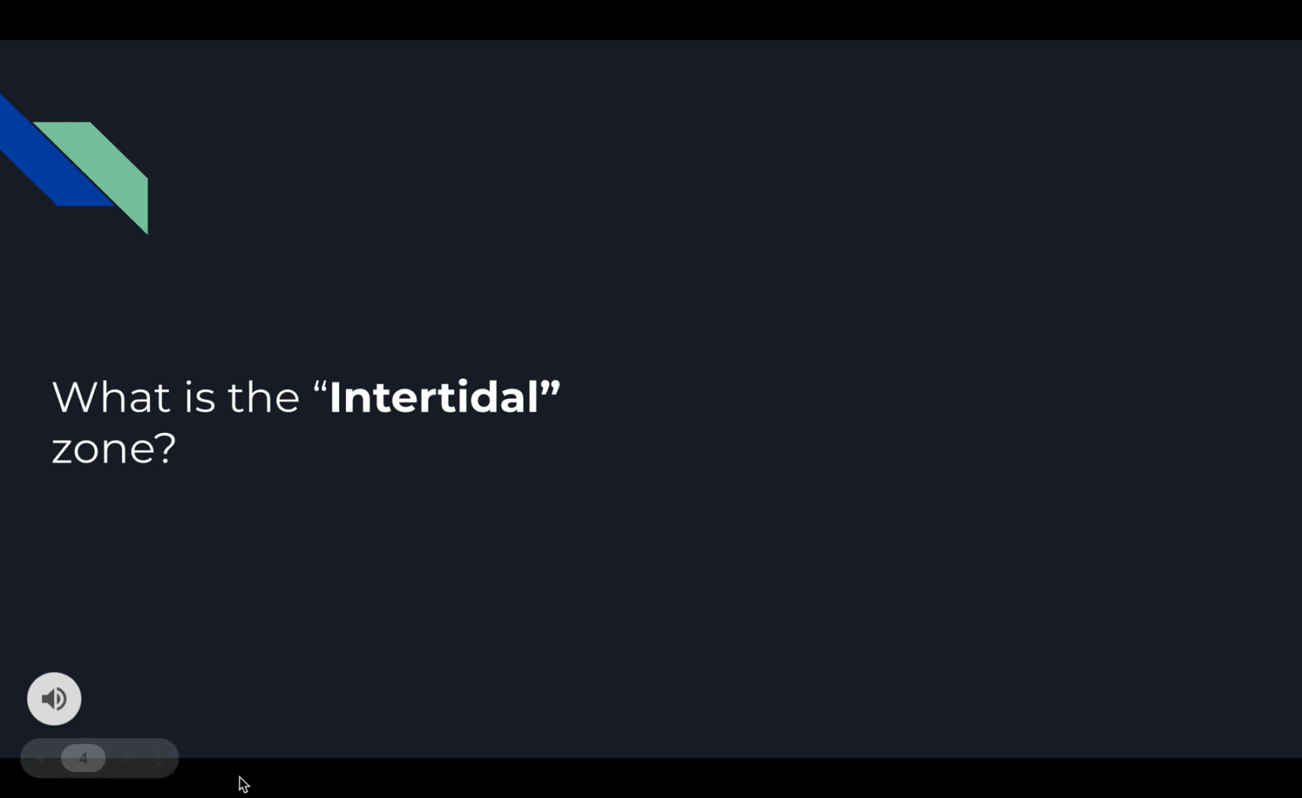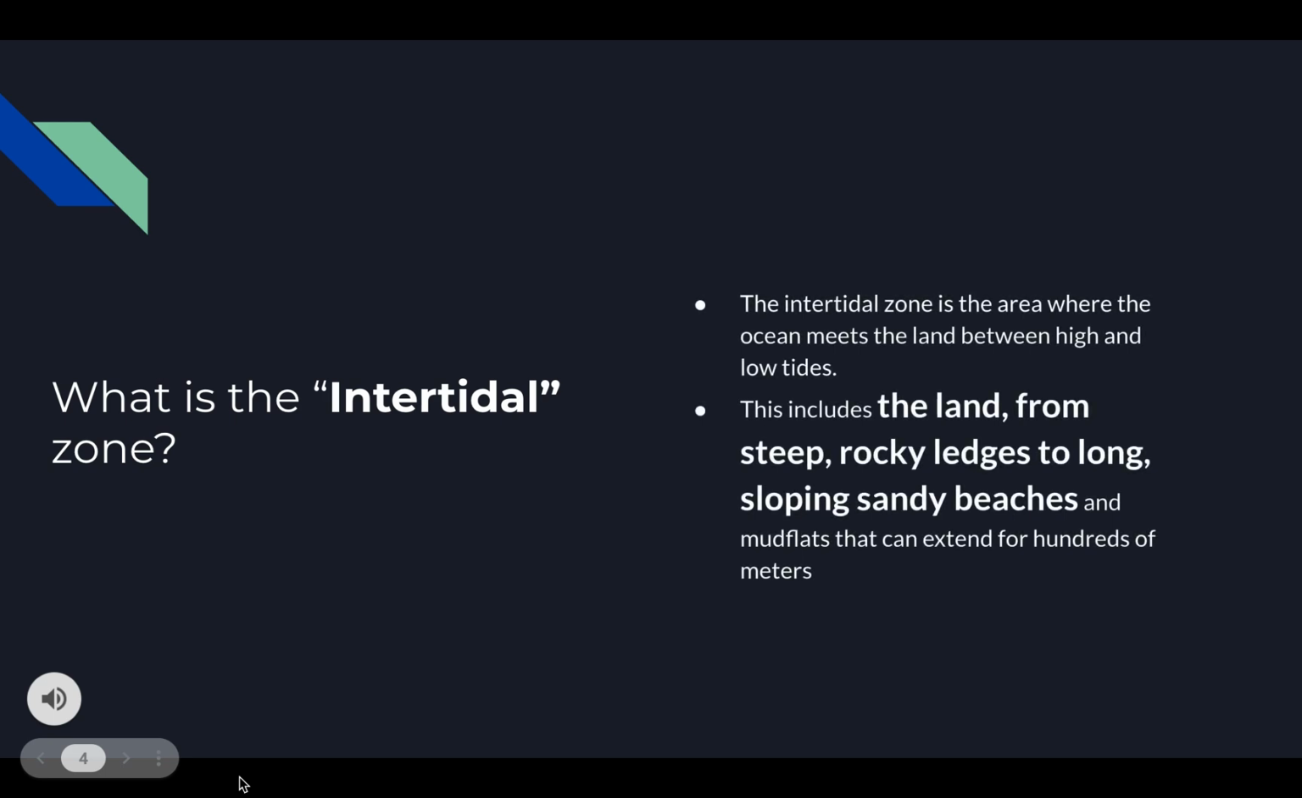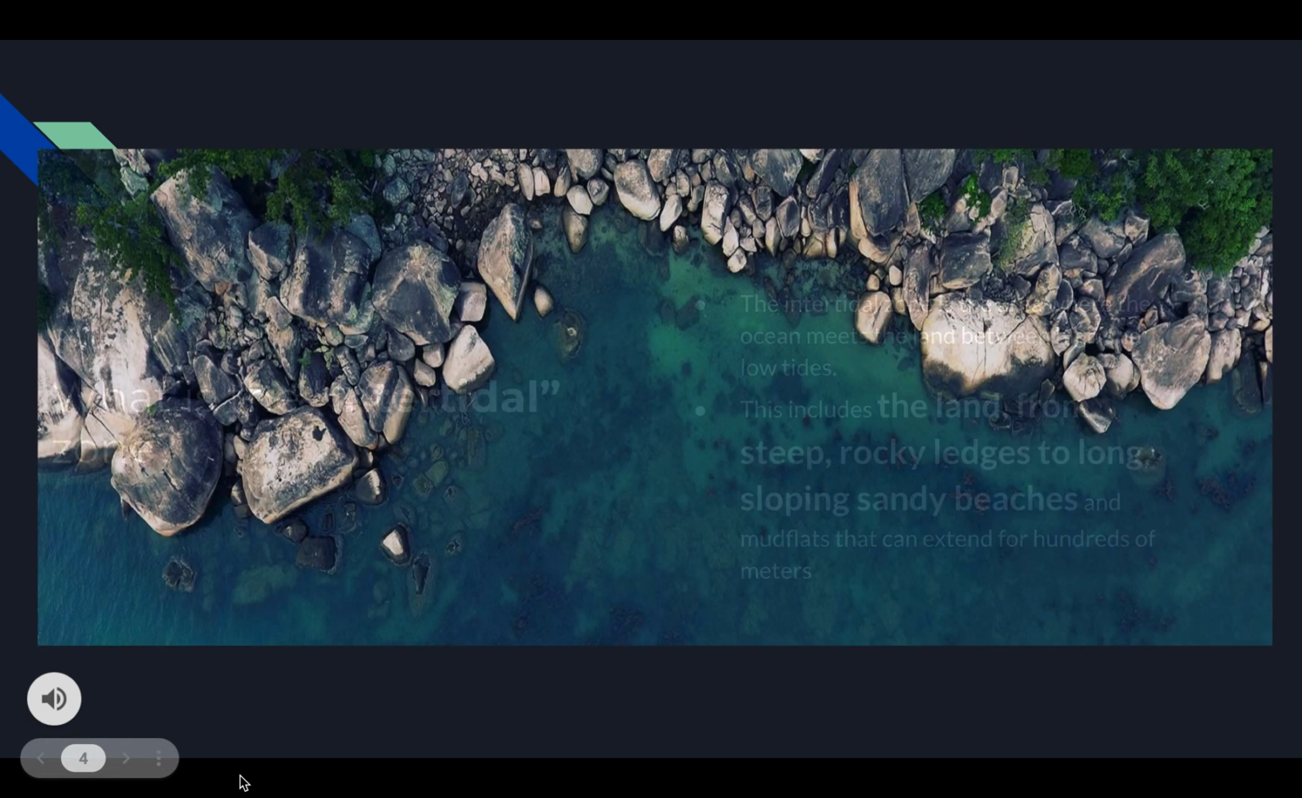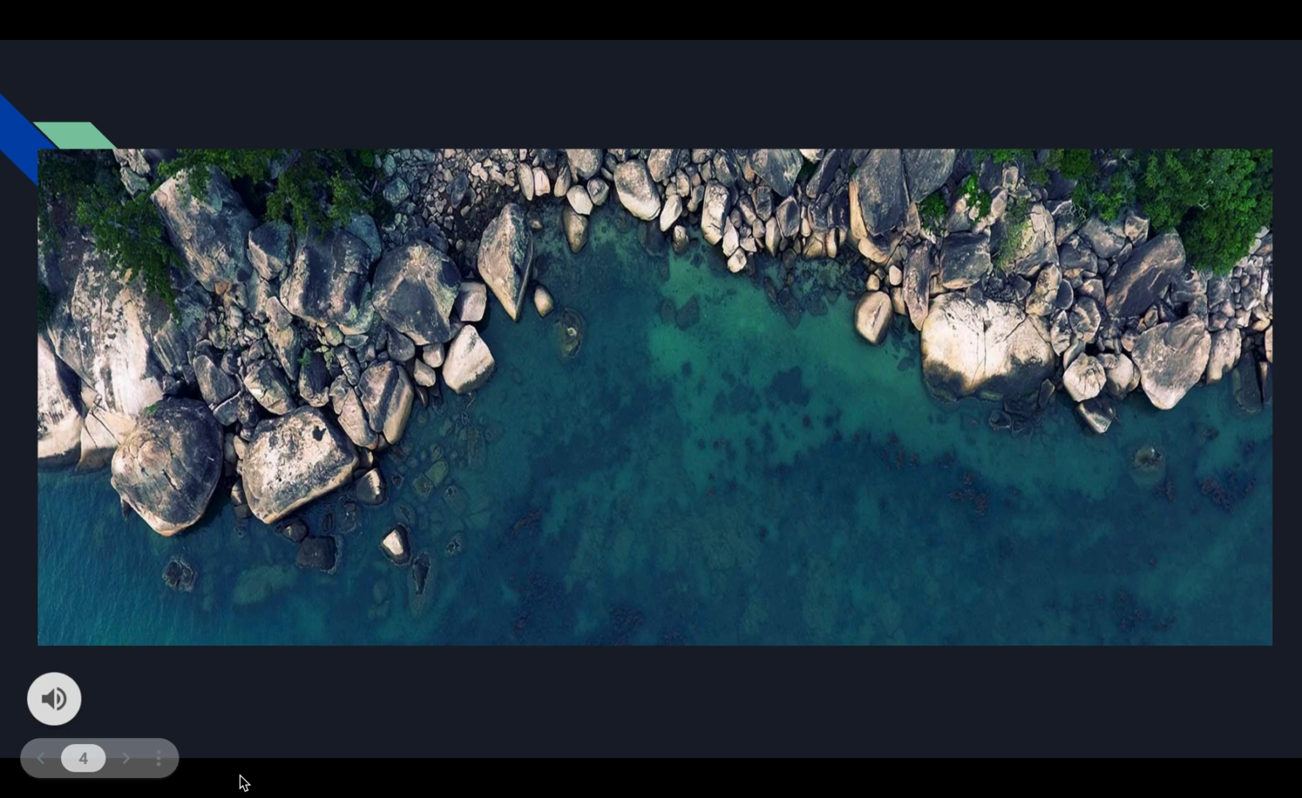The intertidal zone is the area where the ocean meets the land between high and low tides. It is an extreme ecosystem because it constantly experiences drastic changes. It exists anywhere the ocean meets the land, from steep, rocky ledges to long, sloping sand beaches and mudflats that can extend for hundreds of meters. There are 4 physical divisions, each with distinct characteristics and ecological differences.